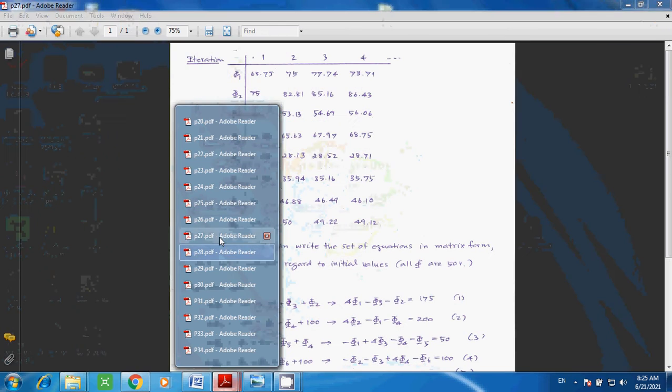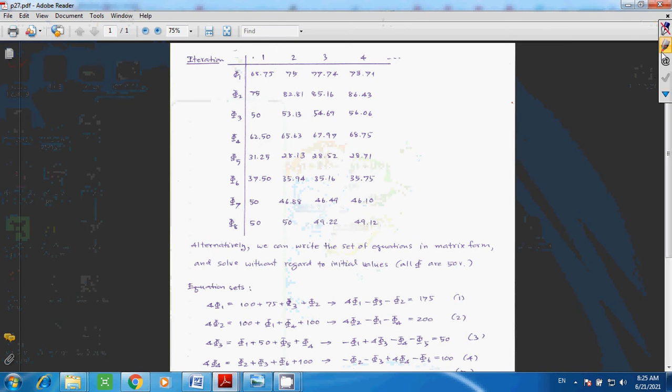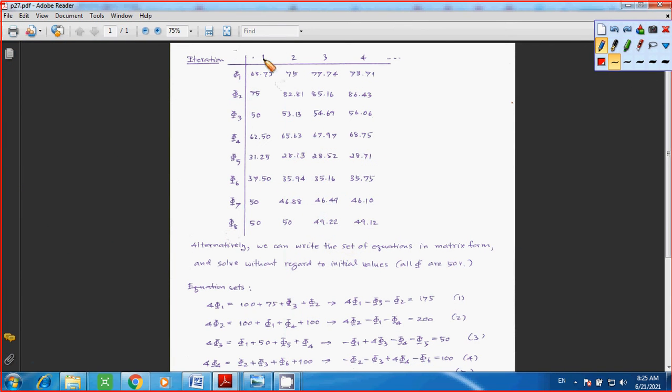And I have summarized phi 1 to phi 8. This is your first iteration, the second, the third, the fourth. You can see the number change. Start from 50, right? Phi 1. And then for the first iteration, you have 68.75, and then 75, 77.74, and then 78.71. That's going to converge to a number that's going to be your final potential.